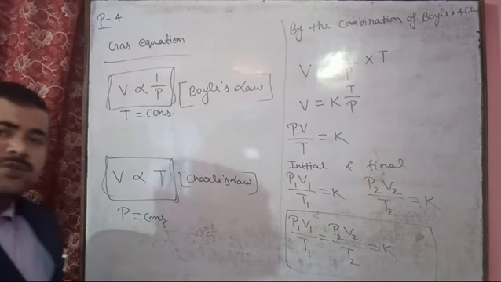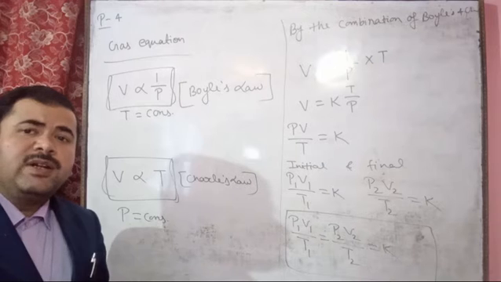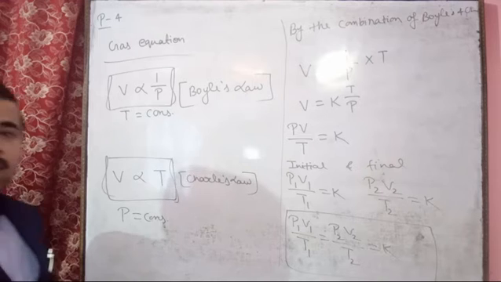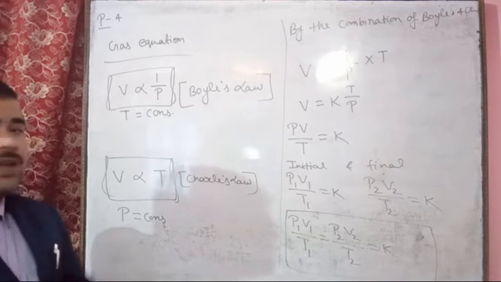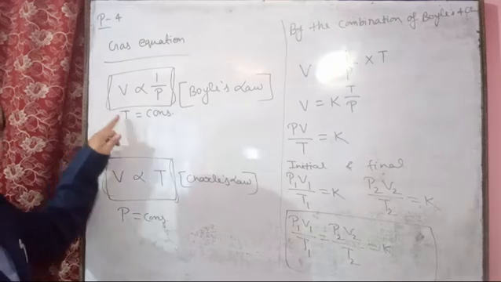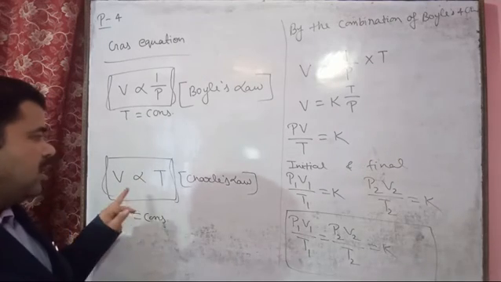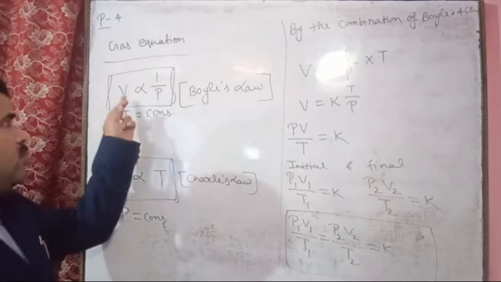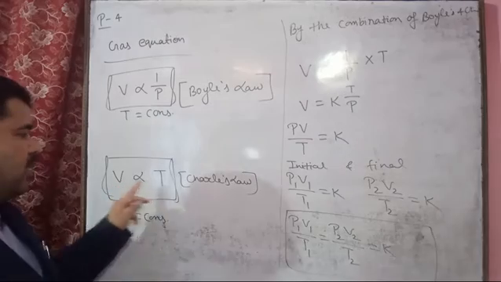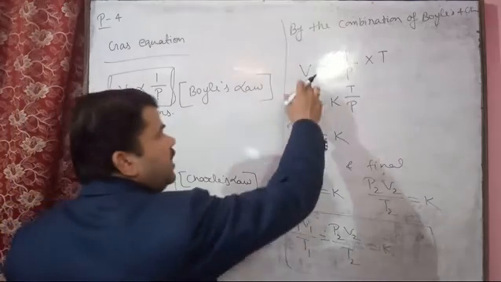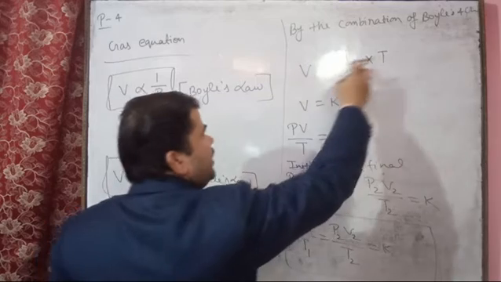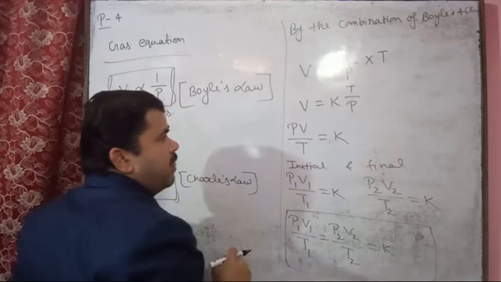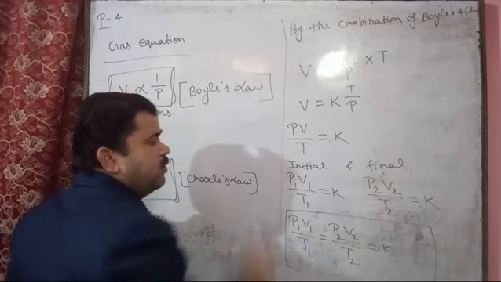The gas equation is used for chemical calculations, for calculating the volume when the temperature and pressure both change. So here no factor is constant. This is the combination of Boyle's and Charles law. According to Boyle's law, volume is inversely proportional to the pressure, and according to Charles law, volume is directly proportional to the temperature. So we will get PV upon T equal to K.